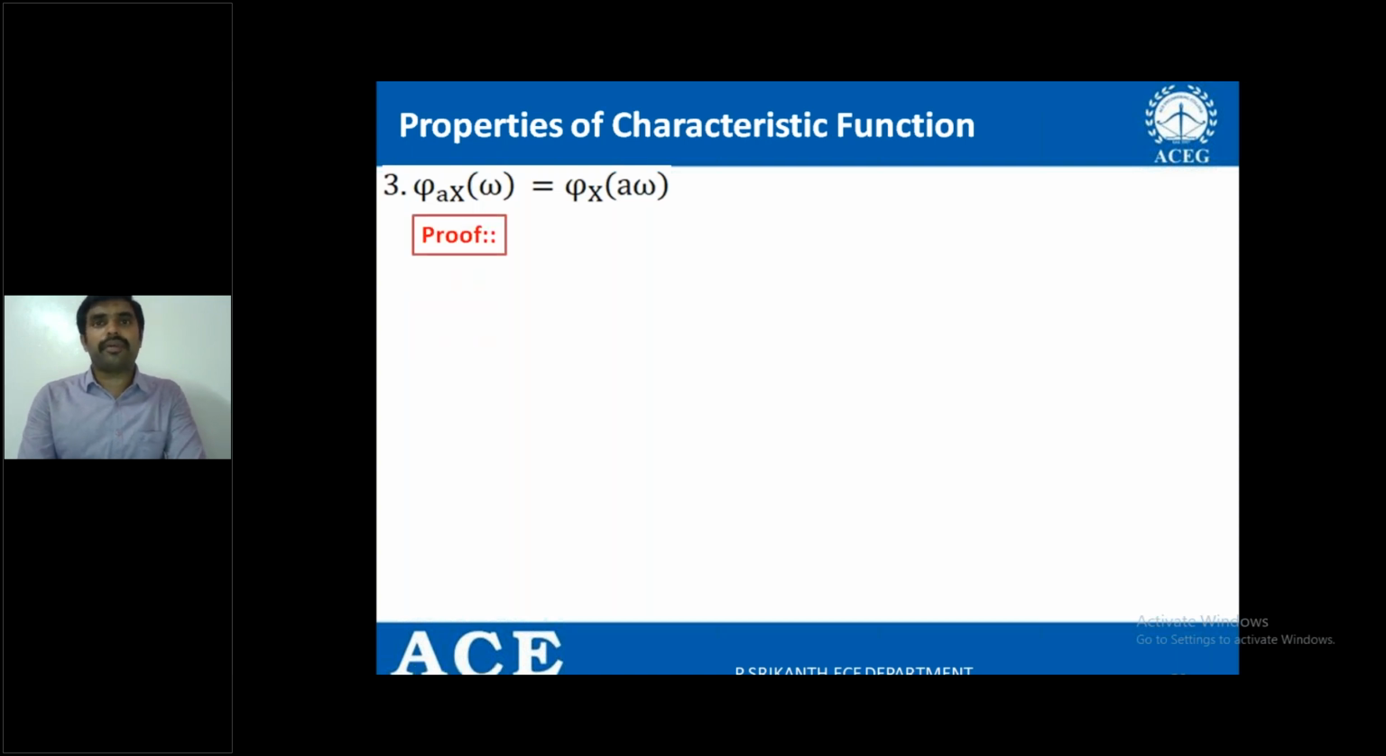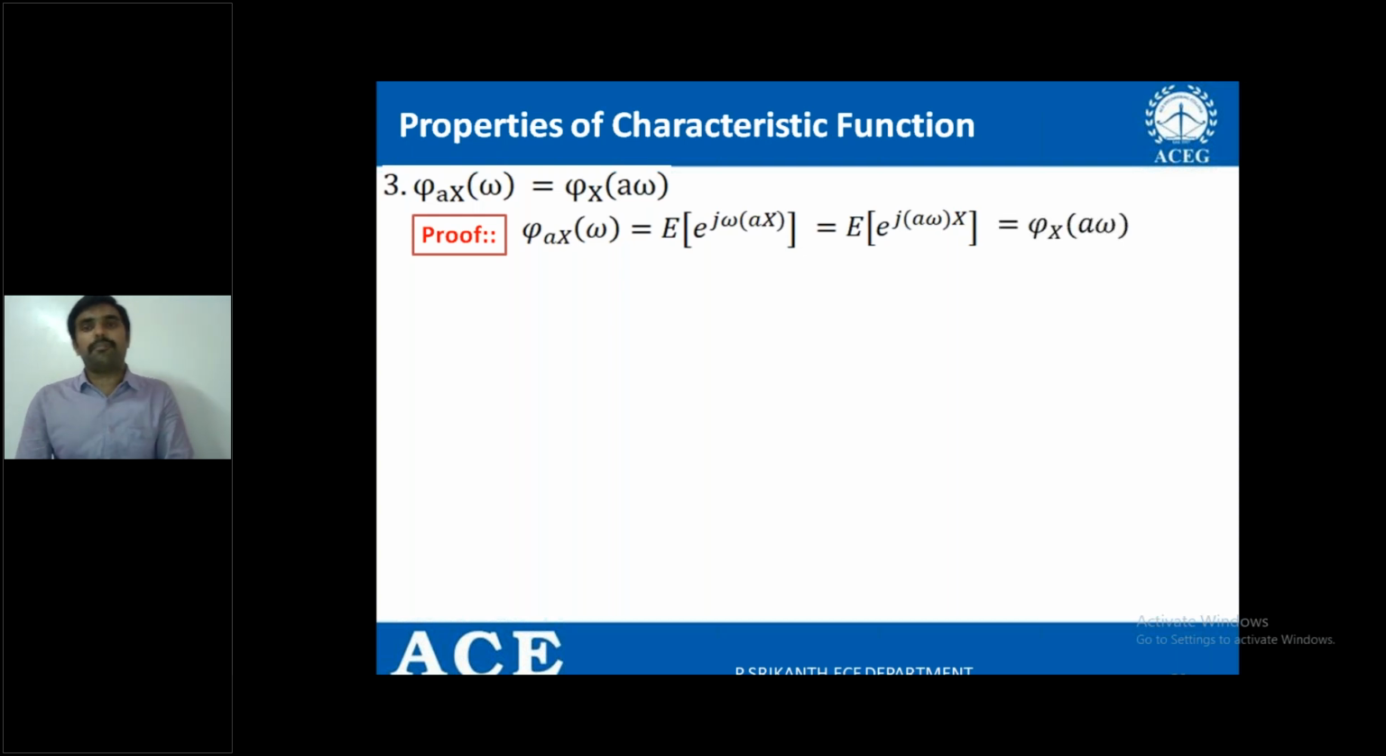You can also prove this property. How do you prove it? Phi ax of omega equals, in the place of x, we have ax. Therefore, that becomes the expectation of e power j omega into ax. I'm just rearranging the terms, and after rearranging, it will be e power j into a omega into x, right? So this is nothing but phi x of a omega. That is a simple proof, right? So phi ax of omega equals phi x of a omega.